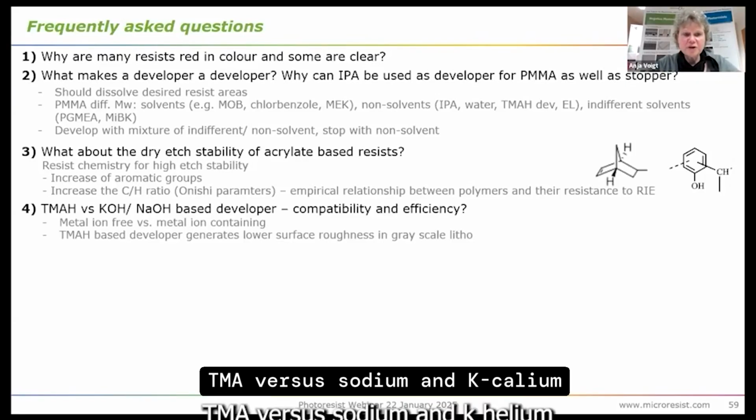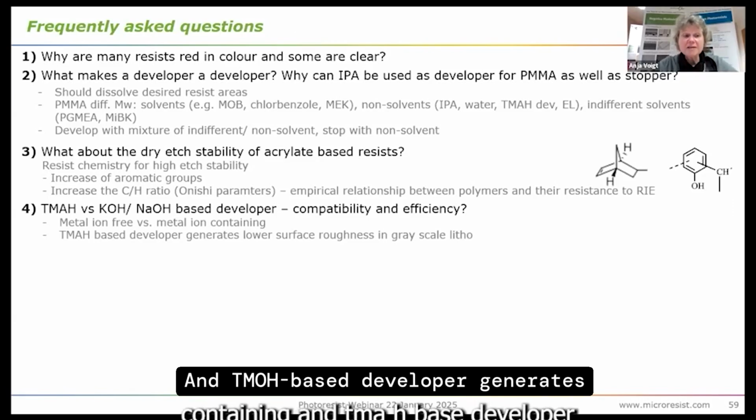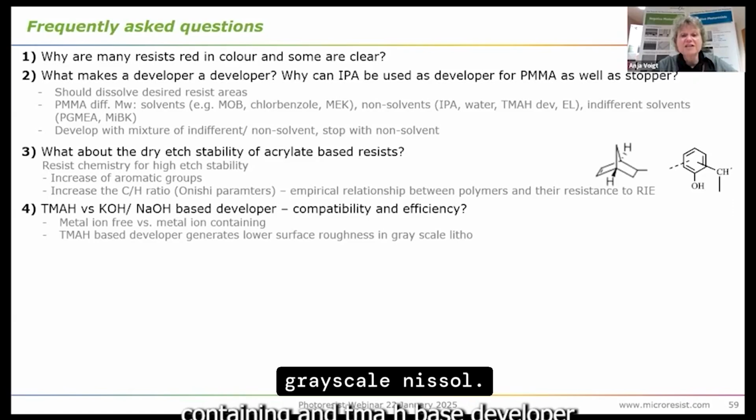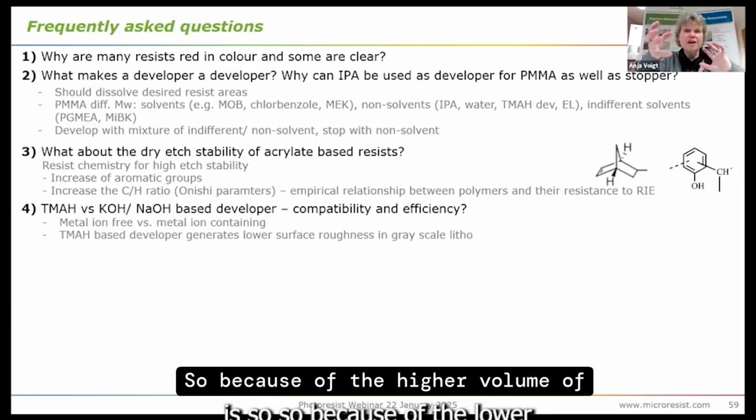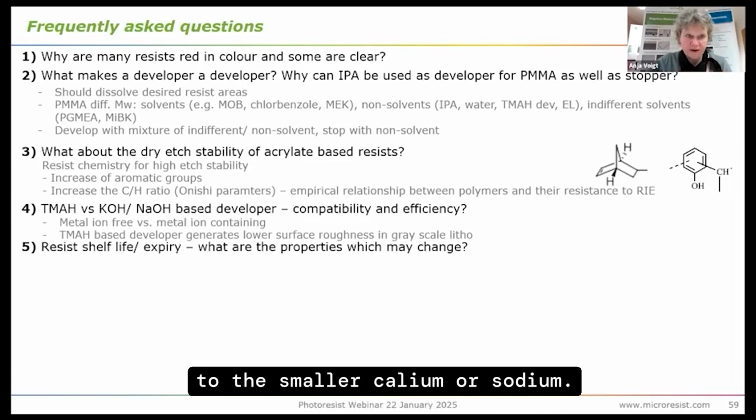TMAH versus sodium and potassium based developer. I already mentioned metal ion-free versus metal ion-containing: TMAH-based developer generates lower surface roughness in grayscale litho, because of the higher volume of the tetramethyl ammonium compared to the smaller potassium or sodium.